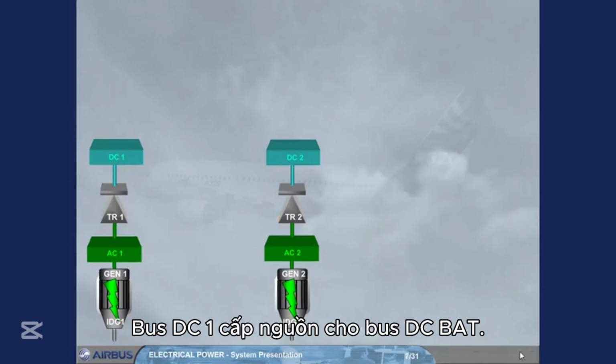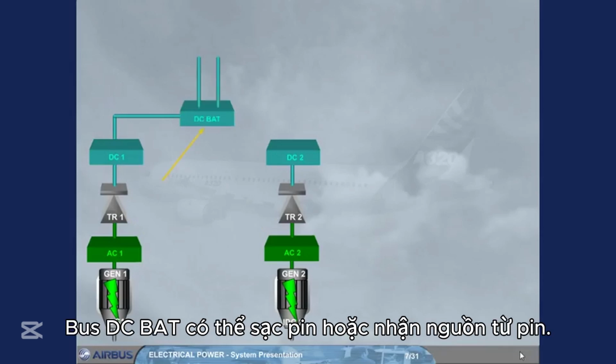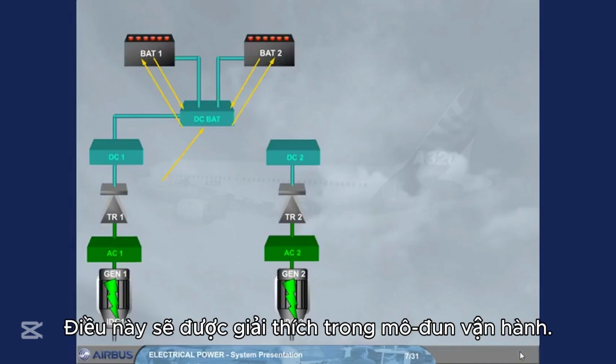DC bus 1 feeds the DC battery bus, DC BAT. The DC BAT bus can charge the batteries or receive power from the batteries as required. This will be further explained in the operation module.